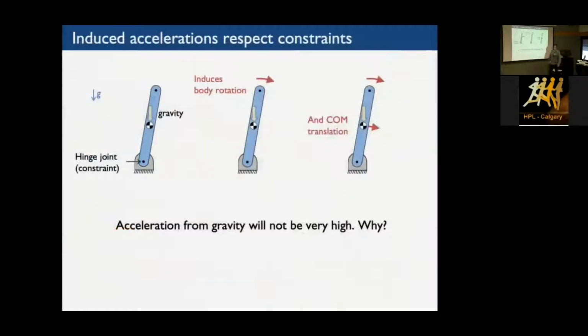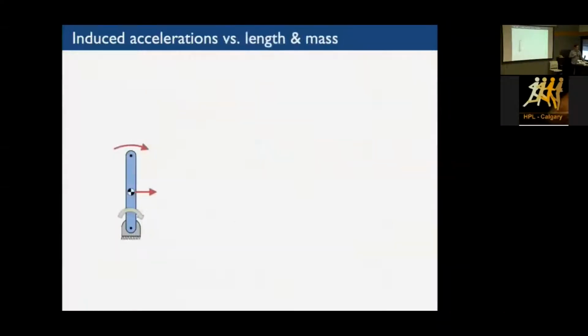Now remember we had our body floating in space. Now we want to not float in space. Let's attach our body to a hinge joint. And let's just talk about something else that happens. We have gravity. Gravity, of course, is going to induce rotation and a translation of the center of mass. It's going to move this way. And I said here, acceleration from gravity will not be very high. And why is that? And we can break this apart.